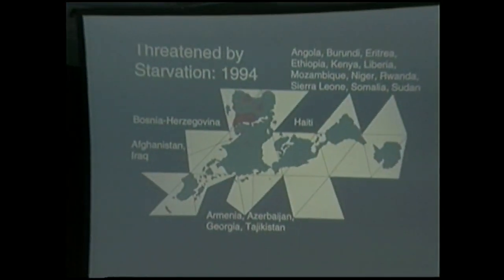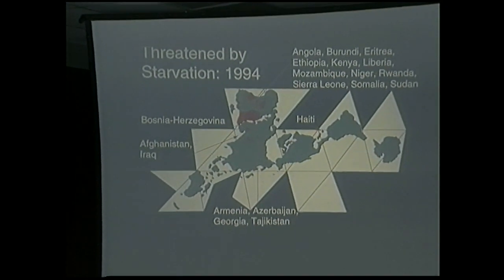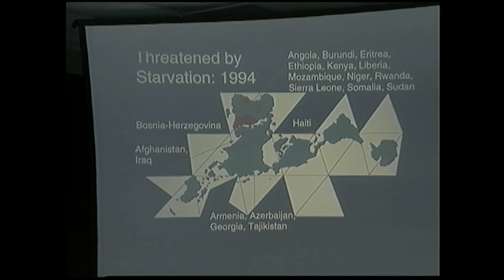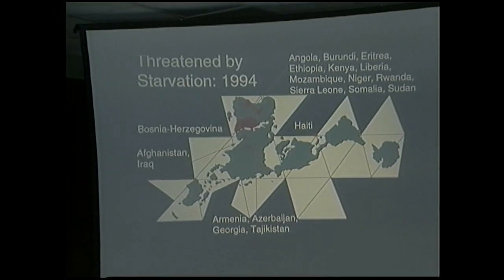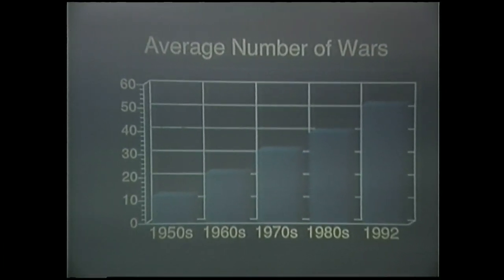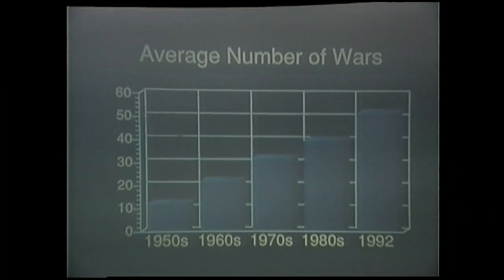In 1994, looking at the world food picture, these following countries were threatened by famine or other starvation, something else that you are dealing with and should be coping with in the course of the game and keeping in mind in general. Average number of wars, you would think the world was getting safer, and in some ways it is, but it's also getting more dangerous in many ways.